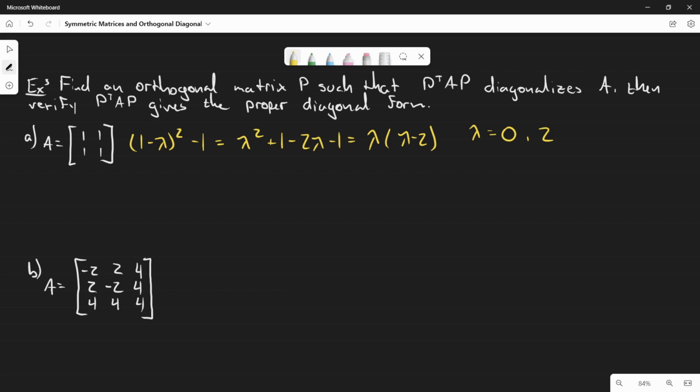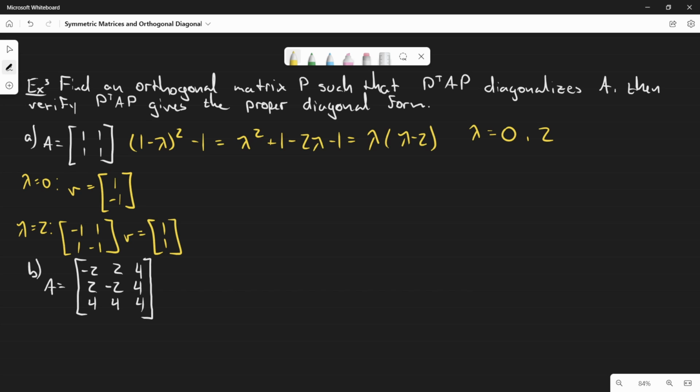We have 2 eigenvalues, so they're each going to have 1 eigenvector. For the eigenvalue of 0, we just get the same matrix, so I'm not going to bother writing that down. That means our eigenvector will be (1, negative 1). And then for lambda equal to 2, we get 1 minus 2, negative 1, 1, 1, negative 1. So the eigenvector will be just (1, 1).